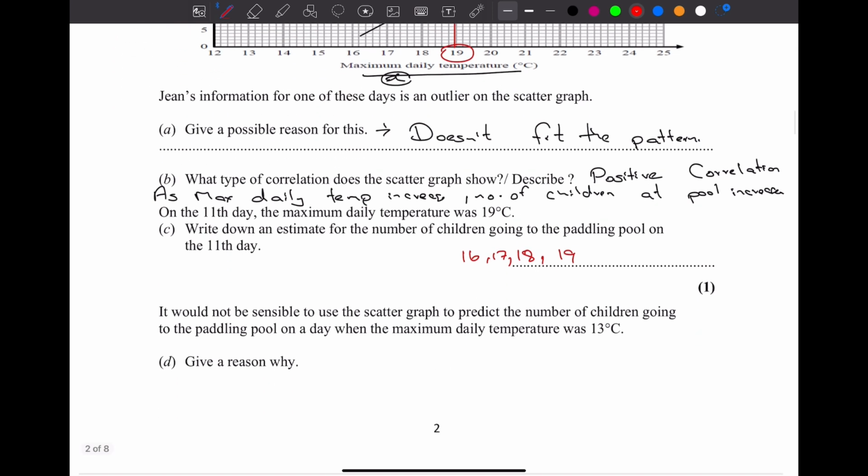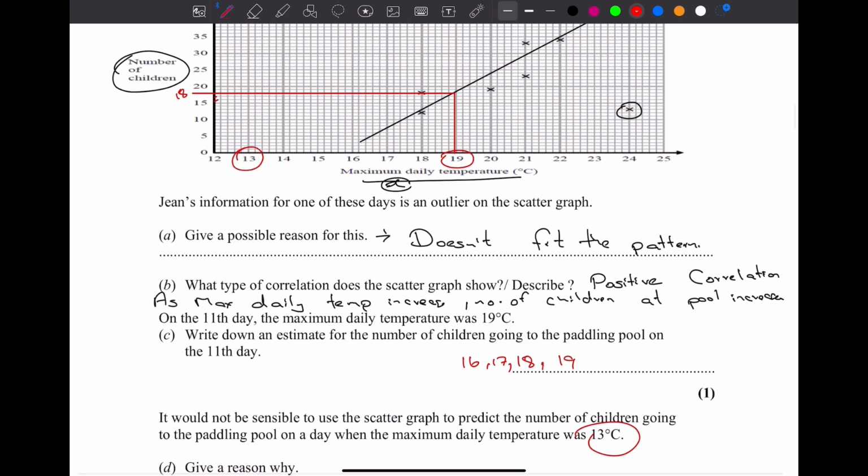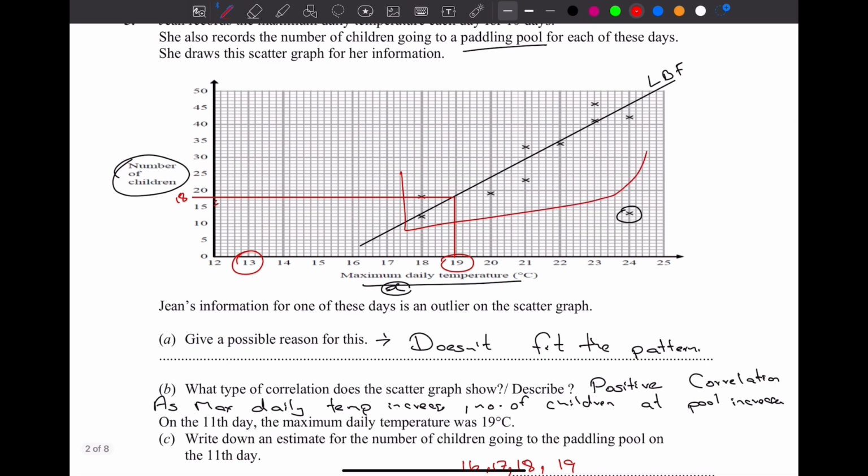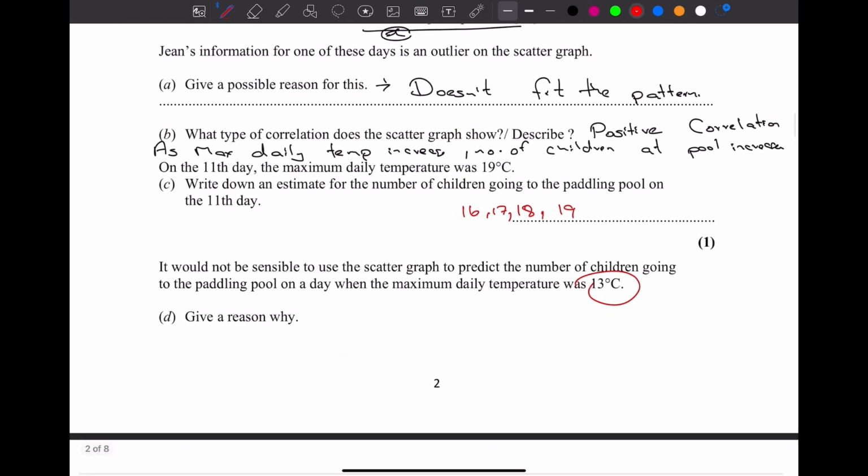It would not be sensible to use a scatter graph to predict the number of children going to the pool at a maximum of 13 degrees. Why can we not do 13? Because remember, this is your range of answers, and technically 13 is outside the range. It doesn't come into that range of answers. So the reason is because it's out of range. Therefore, it is what you call an extrapolation.